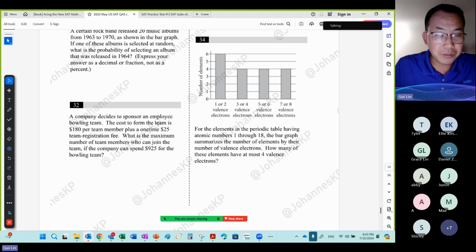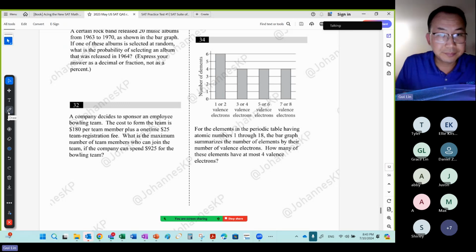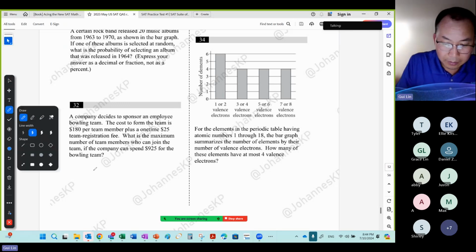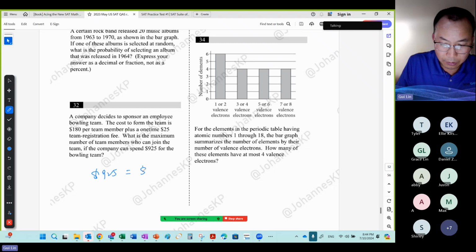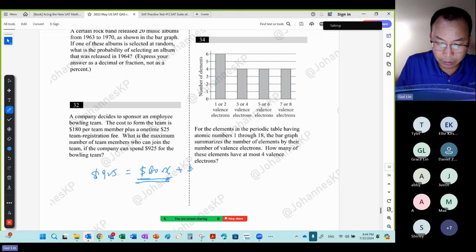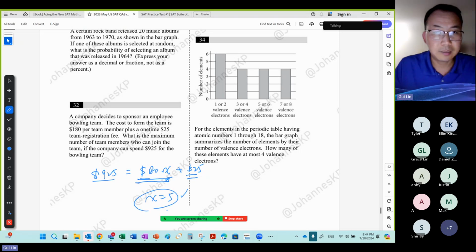A company decides to sponsor an employee bowling team, a sport team, right? The cost of the team is $180 per team member plus a one-time $25 team registration fee. What's the maximum number of team members who can join the team if the company can spend $925 for the bowling team? Right, so we can describe it like this: 925 equals... we don't know how many members will join, so we give it x. We need the total cost here plus the team registration 25. So here we got 900. So x actually equals 5. It would build the equation.